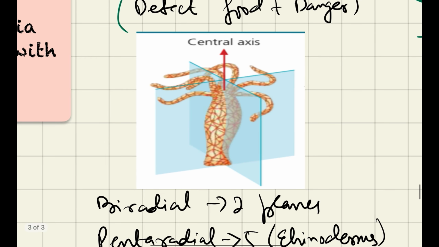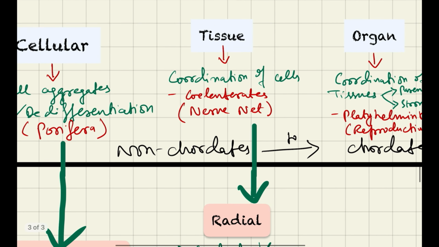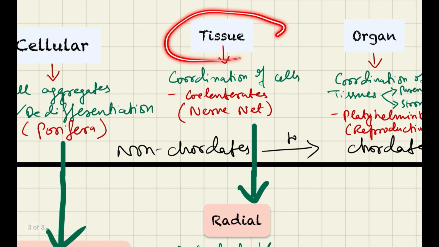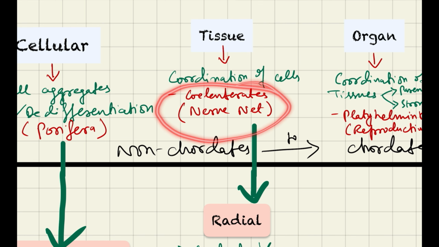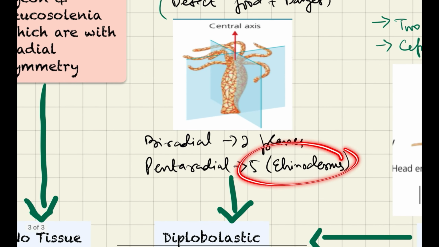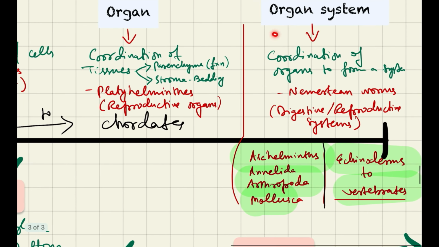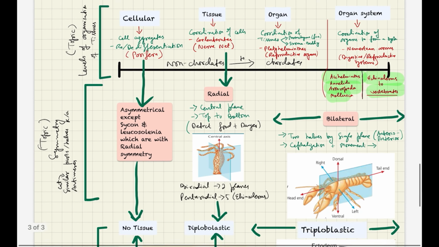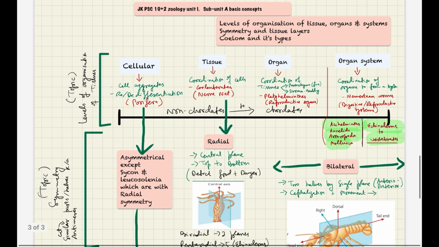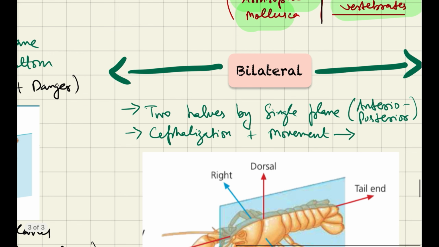Now let's come to interlinkage. All the organisms which have tissue grade of organization, for example coelenterates, have radial symmetry, except echinoderms, because these do not have tissue grade, they have organ system grade, as we can see here. This is the exception.